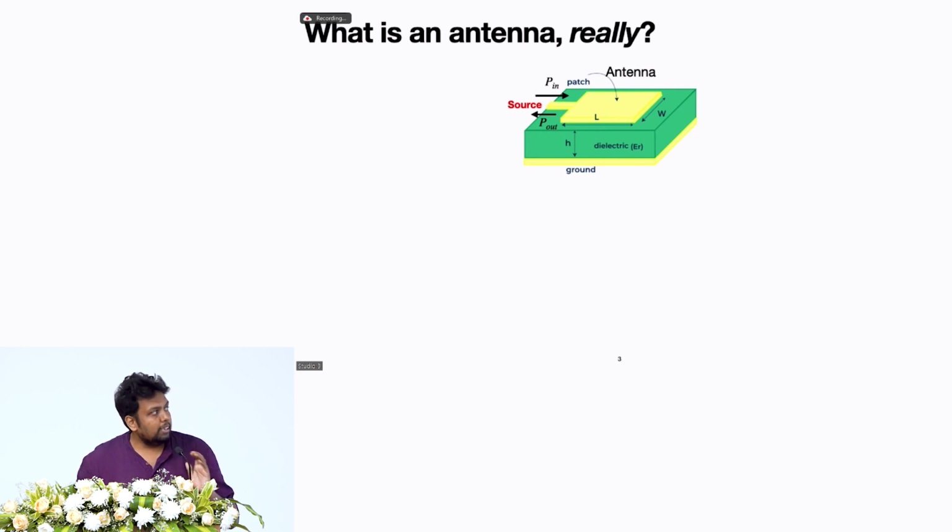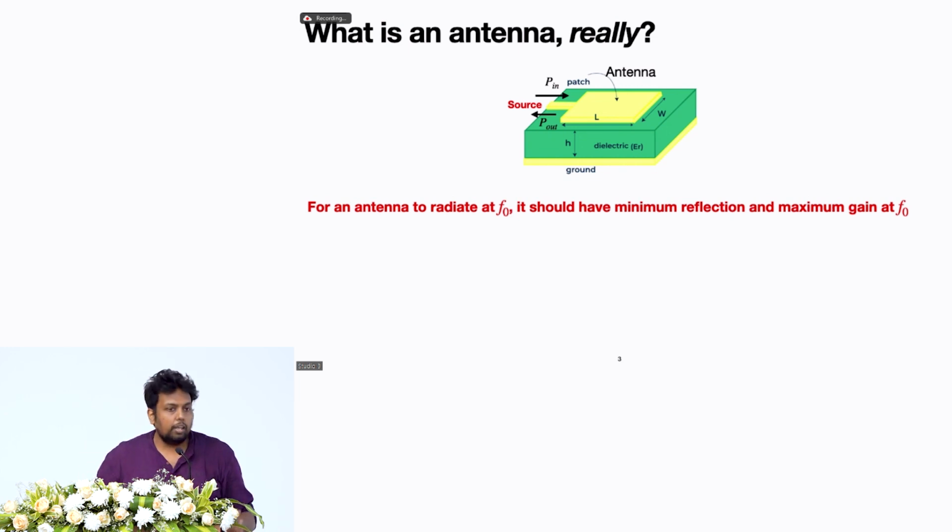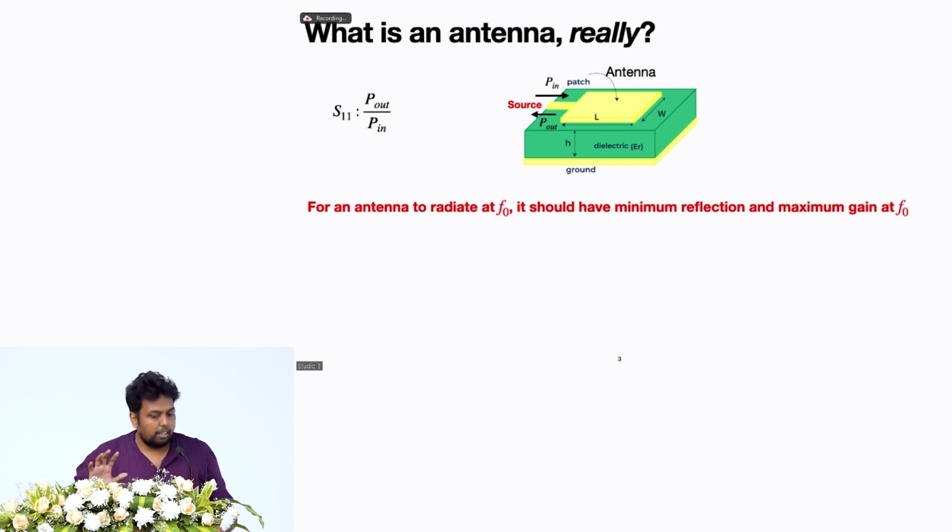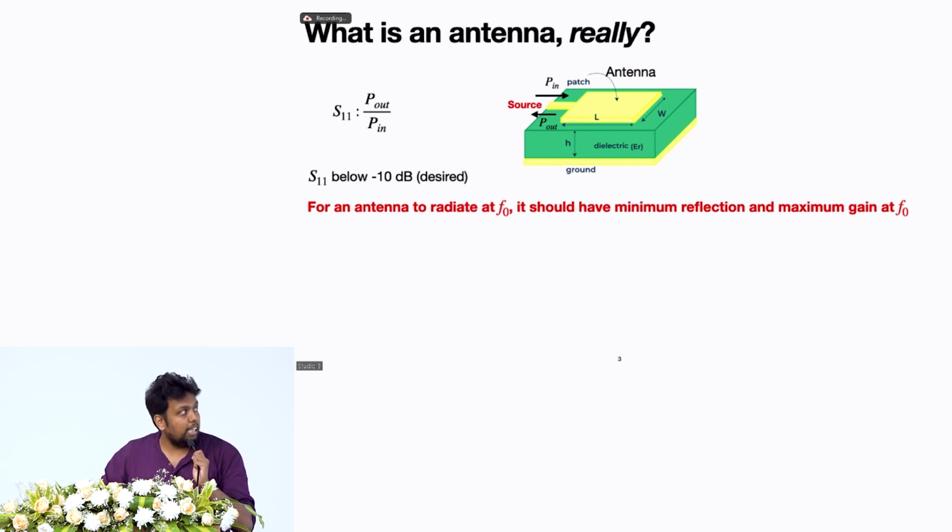So how do we say that your antenna is working? For an antenna to radiate at a frequency f0, it should have minimum reflection. Whatever power you are sending in, the minimum power should go out. Most of the power should be fed to the antenna, and it should have maximum gain at the required frequency f0. So we characterize a metric known as S11, which is a ratio of P out to P in, and we desire it to be below minus 10 dB, which essentially means whatever power you are sending in, 99% of the power is going inside the patch and less than 1% power is coming back.